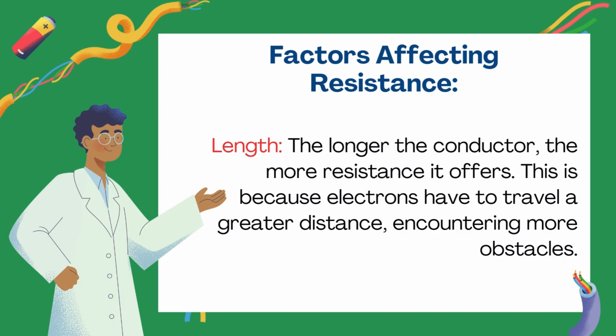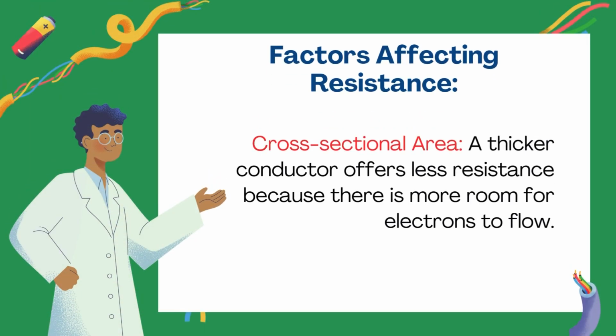This is because electrons have to travel a greater distance, encountering more obstacles. Resistance also depends upon cross-sectional area. A thicker conductor offers less resistance because there is more room for the electrons to flow.